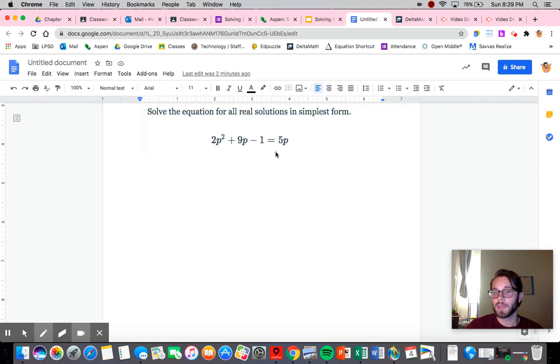As with any other scenario, you are going to start off by getting it in the form ax squared plus bx plus c equals 0. So they are using p's instead of x's, but that's okay. It doesn't matter, just whatever variable. So we'll subtract the 5p from both sides, and then we end up with 2p squared plus 4p minus 1 is equal to 0.